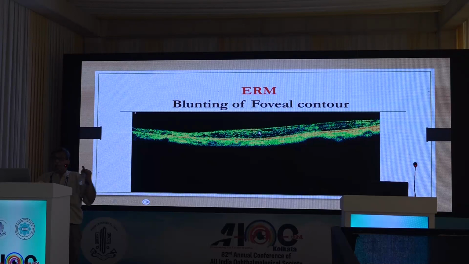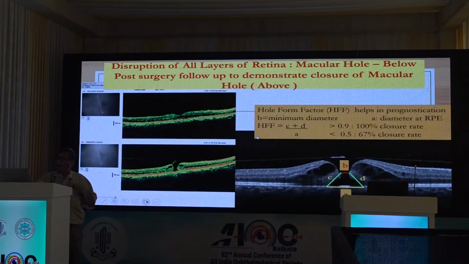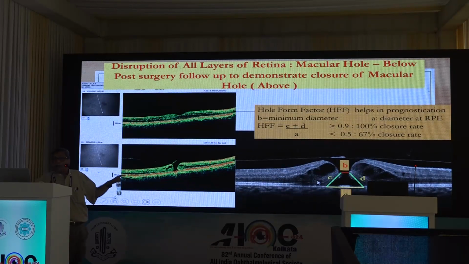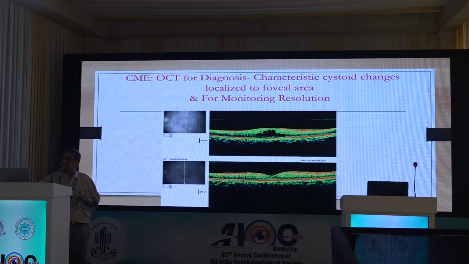Now, as far as what you see in the retina, macula per se, you see this membrane here. This is a blunting of the foveal contour and epiretinal membrane. What do you see here? A macular hole treated and became normal. You can also tell whether your macular hole has a good prognosis or not by doing what we call the hole form factor. You see the ratio of these two layers to this layer. If it is 0.9 or more, you know your hole will close with surgery. If it's less than 0.5, the chances of closure go down.